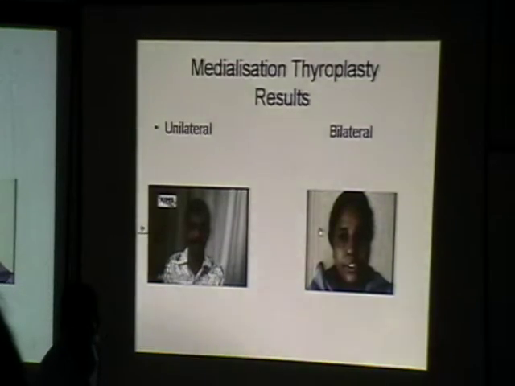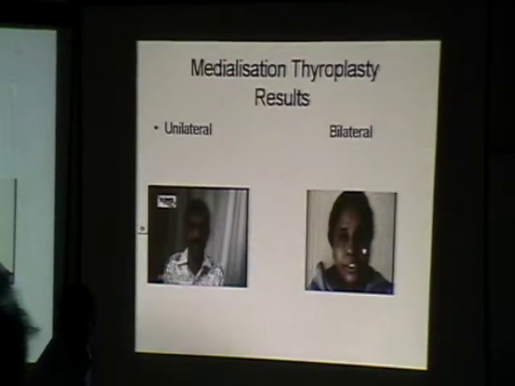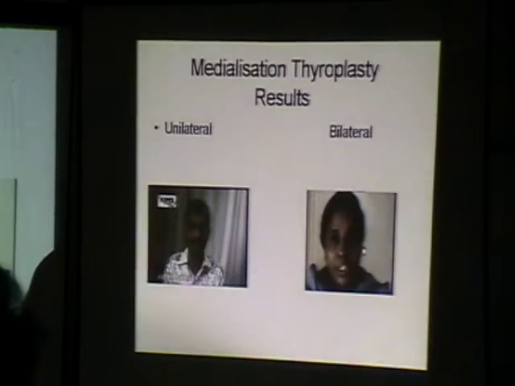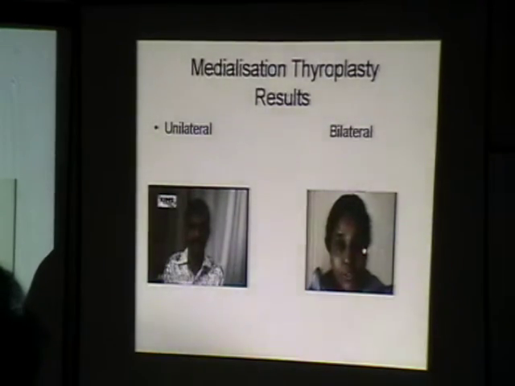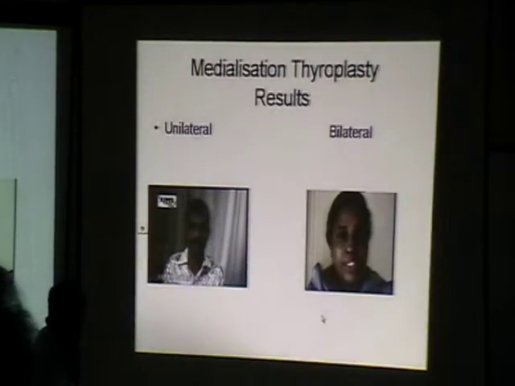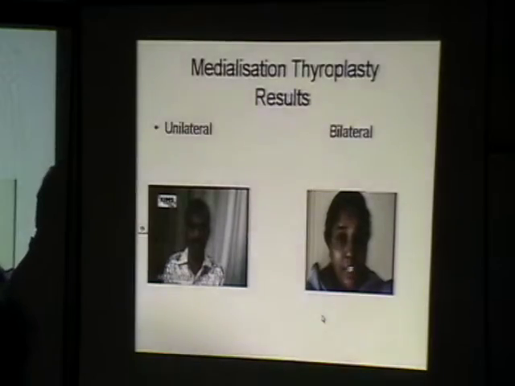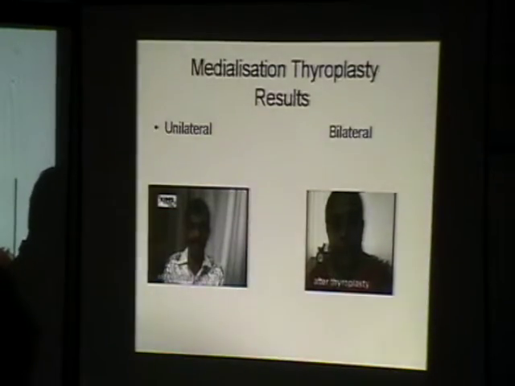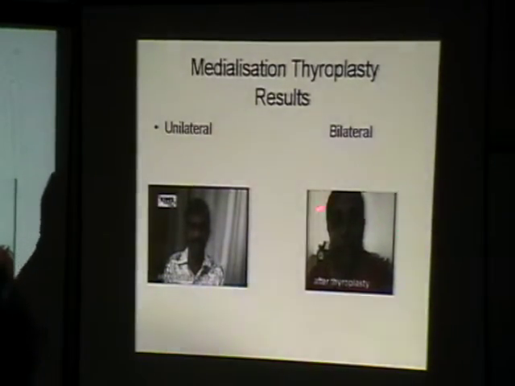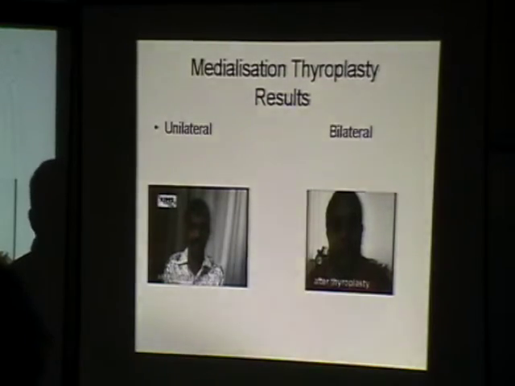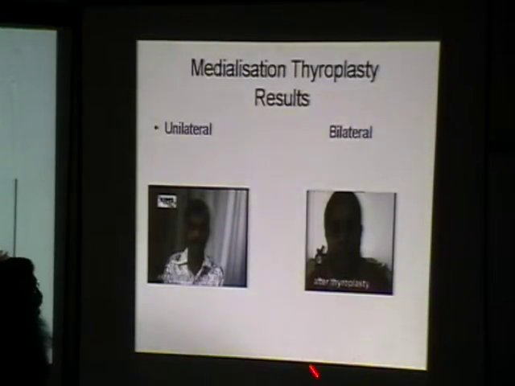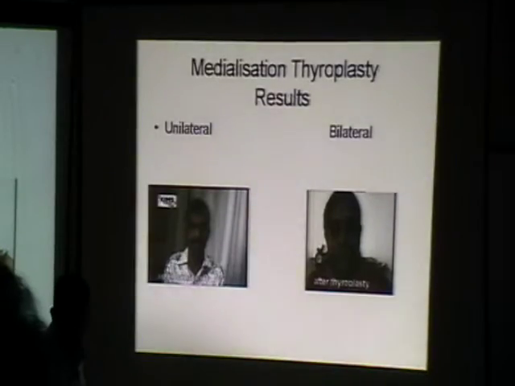Now this is a lady who had myasthenia gravis and had a very bad voice, so I had to do a bilateral thyroplasty. She is a patient from Sri Lanka. You can see the difference. Even though she had bilateral paralysis, it was mainly in adduction. She didn't have any problem with abduction, so I could safely do the bilateral thyroplasty. If the abduction was also affected, then I would not have dared to do that surgery.